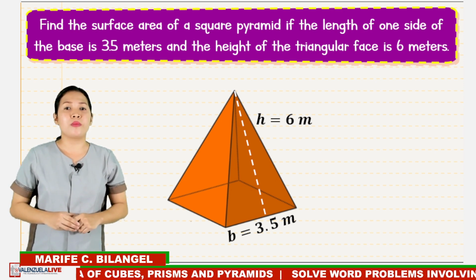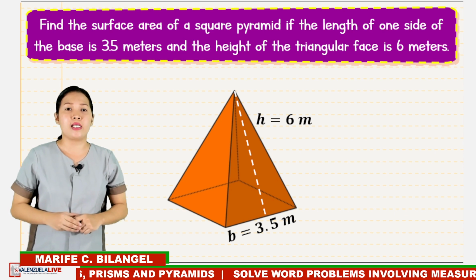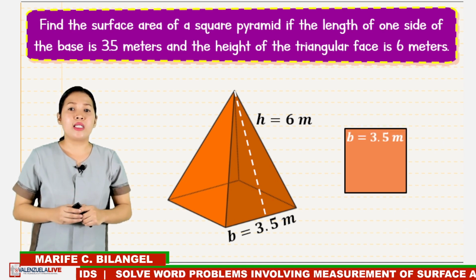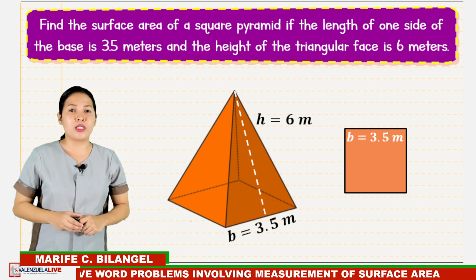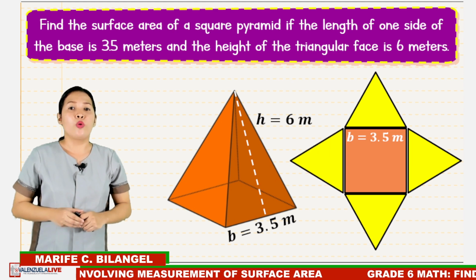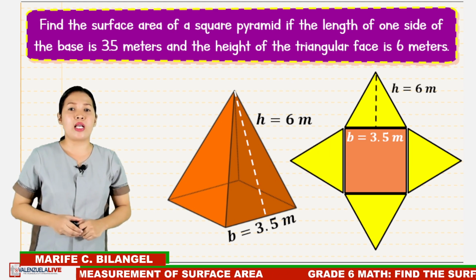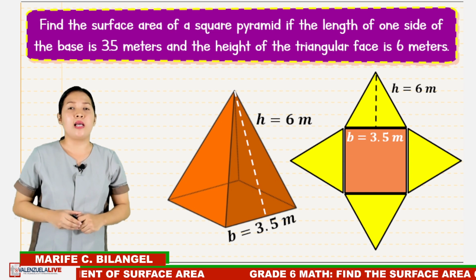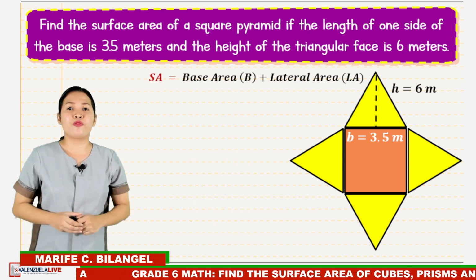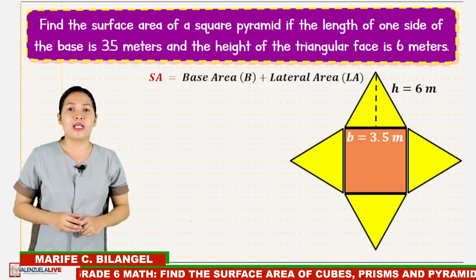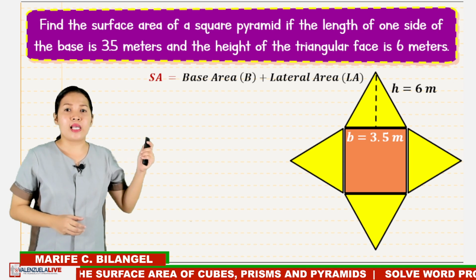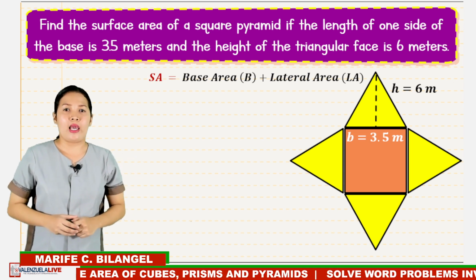The square pyramid is composed of a square base with a side measuring 3.5 meters, and it also has 4 triangular faces wherein the height of a triangular face is 6 meters. Since we already identified the net of a square pyramid, let us solve it using the formula base area plus lateral area.